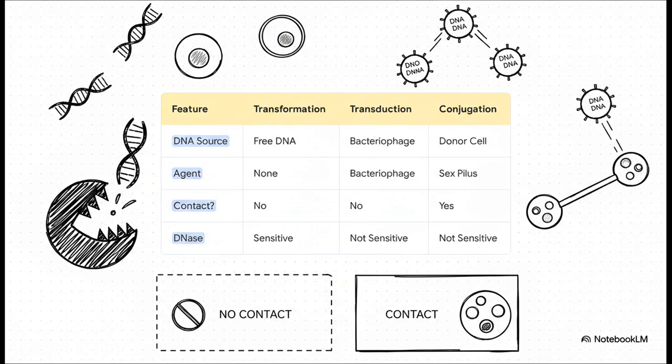And this leads us to the final point, sensitivity to DNase, which is an enzyme that degrades DNA. Because transformation uses exposed, naked DNA, it's sensitive to this enzyme. But in transduction and conjugation, the DNA is protected, either inside a virus or inside a cellular bridge, so they are not sensitive. These are the classic diagnostic features that let us tell these three mechanisms apart.